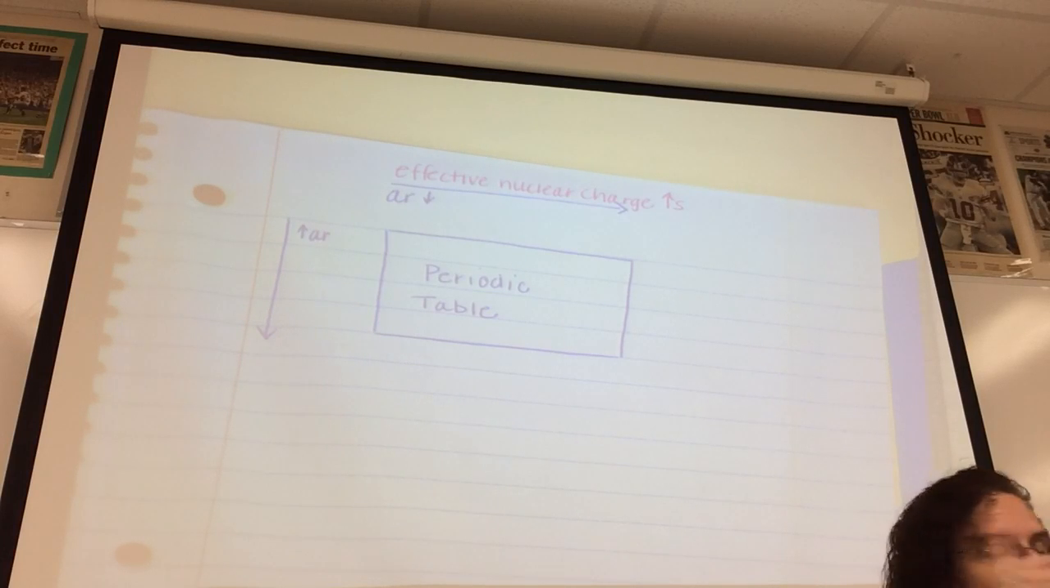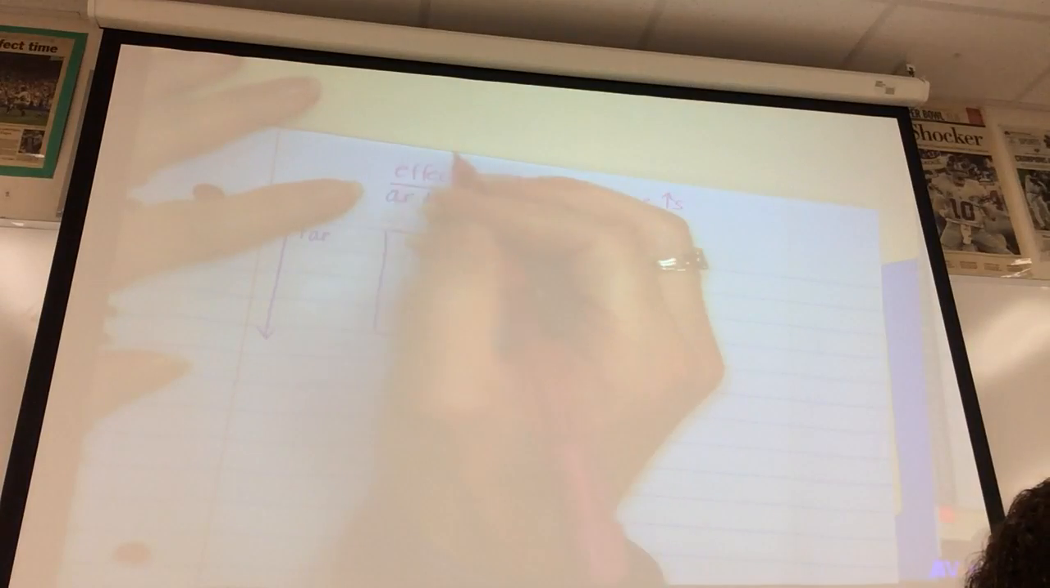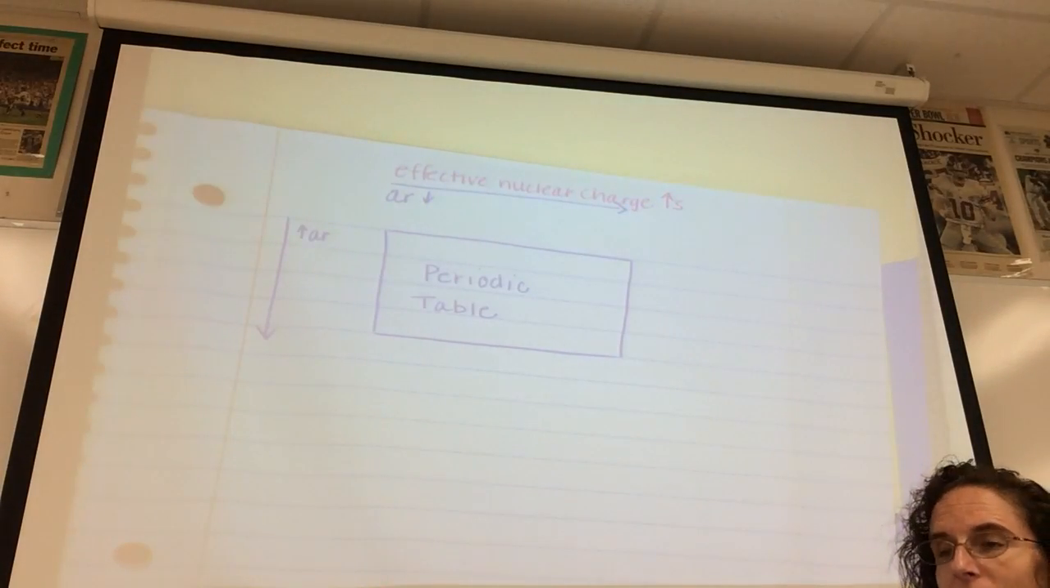Now, as that radius shrinks, we know ionization energy increases. Ionization energy is the ability to strip an electron from the outermost shell. So as you're drawing them tighter, you need more energy to strip it from the outermost shell. You need more if it's closer? Yes.